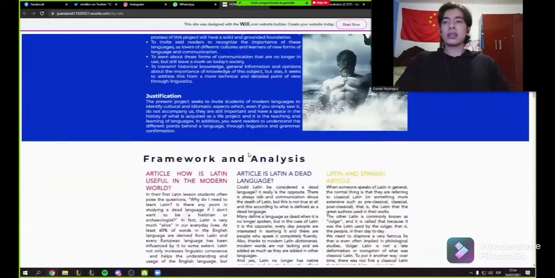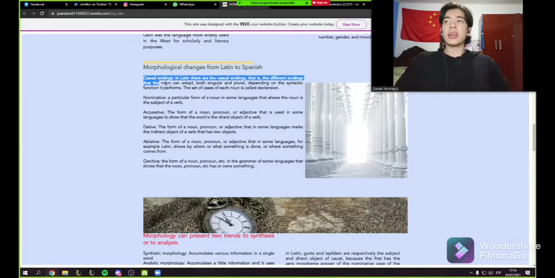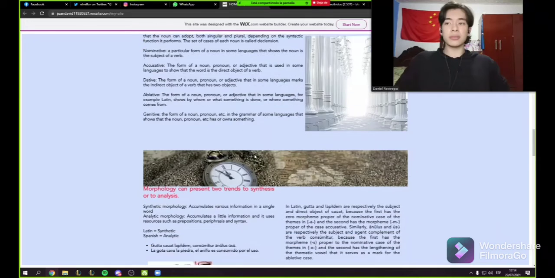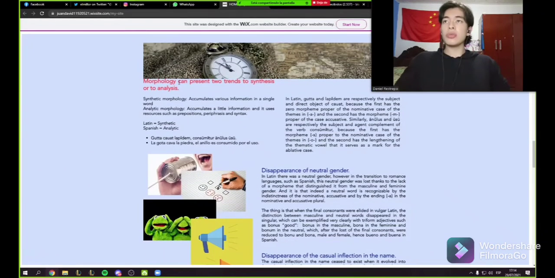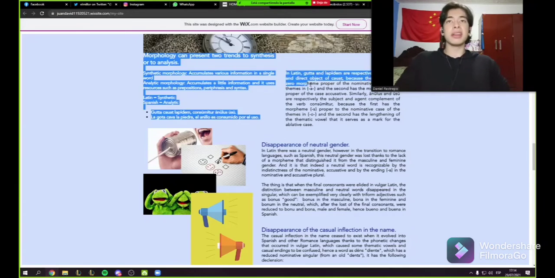The next part is about the morphological changes from Latin to Spanish. To start with, here we have a little glossary about unknown words. To continue, we give a little definition about the two trends that morphology can present. In summary, Latin is synthetic and Spanish is analytic. Here we gave an example and the explanation of the example.